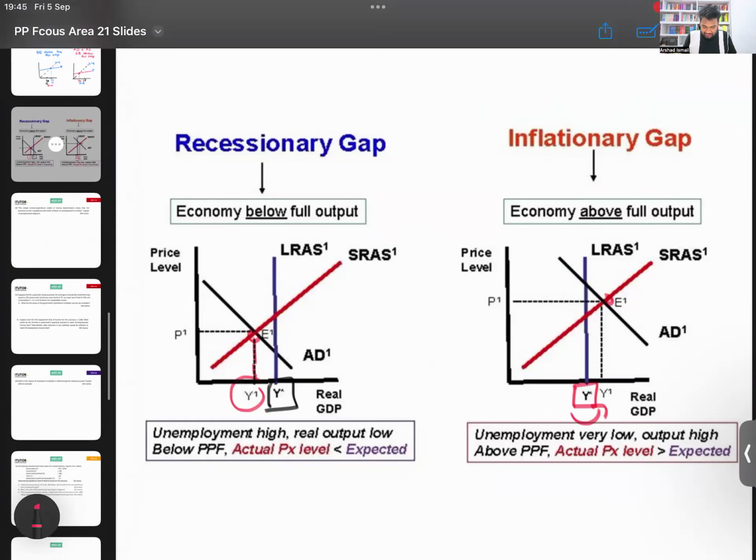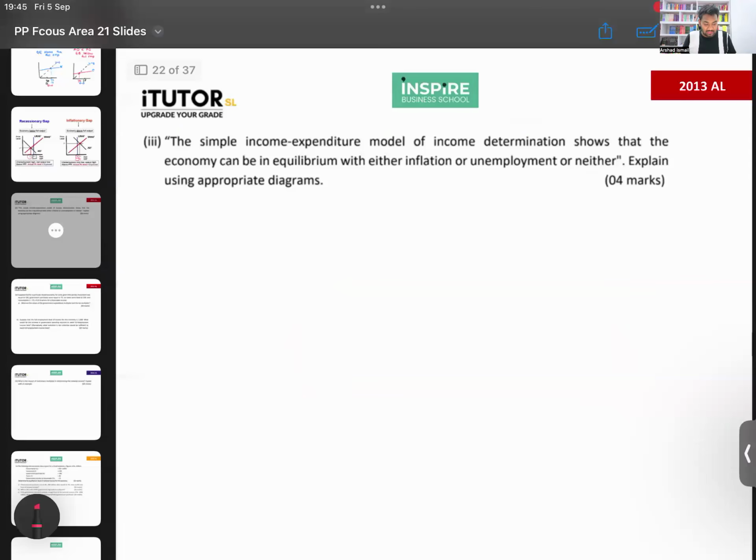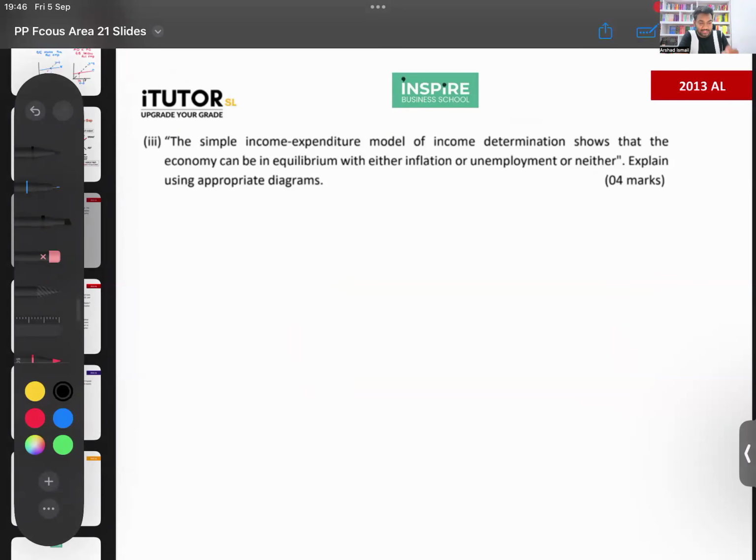Right. The next one. 2013 question number 3. They're saying the simple income expenditure model of income determination shows that the economy can be at equilibrium with either inflation or unemployment or neither. Explain using appropriate diagram. Same question as before, Lamai. So what is the story? You have to talk about these inflationary and deflationary output gaps.